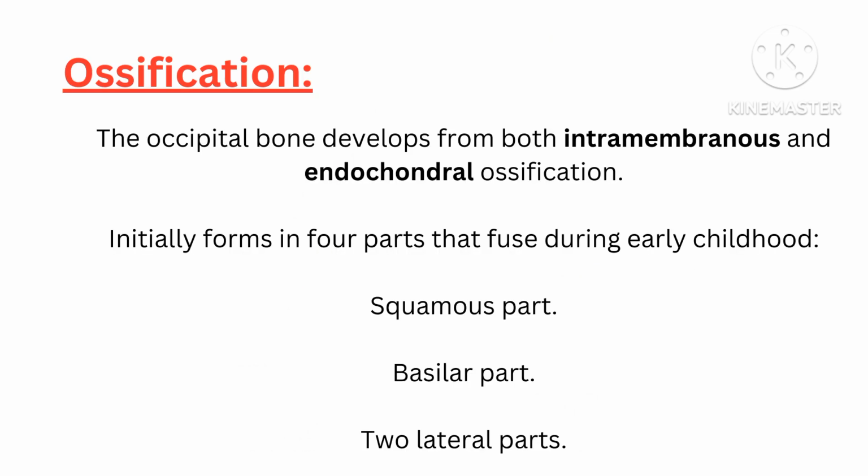The occipital bone develops from both intramembranous and endochondral ossification. It initially forms in 4 parts that fuse during early childhood. Squamous part. Basilar part. 2 lateral parts.